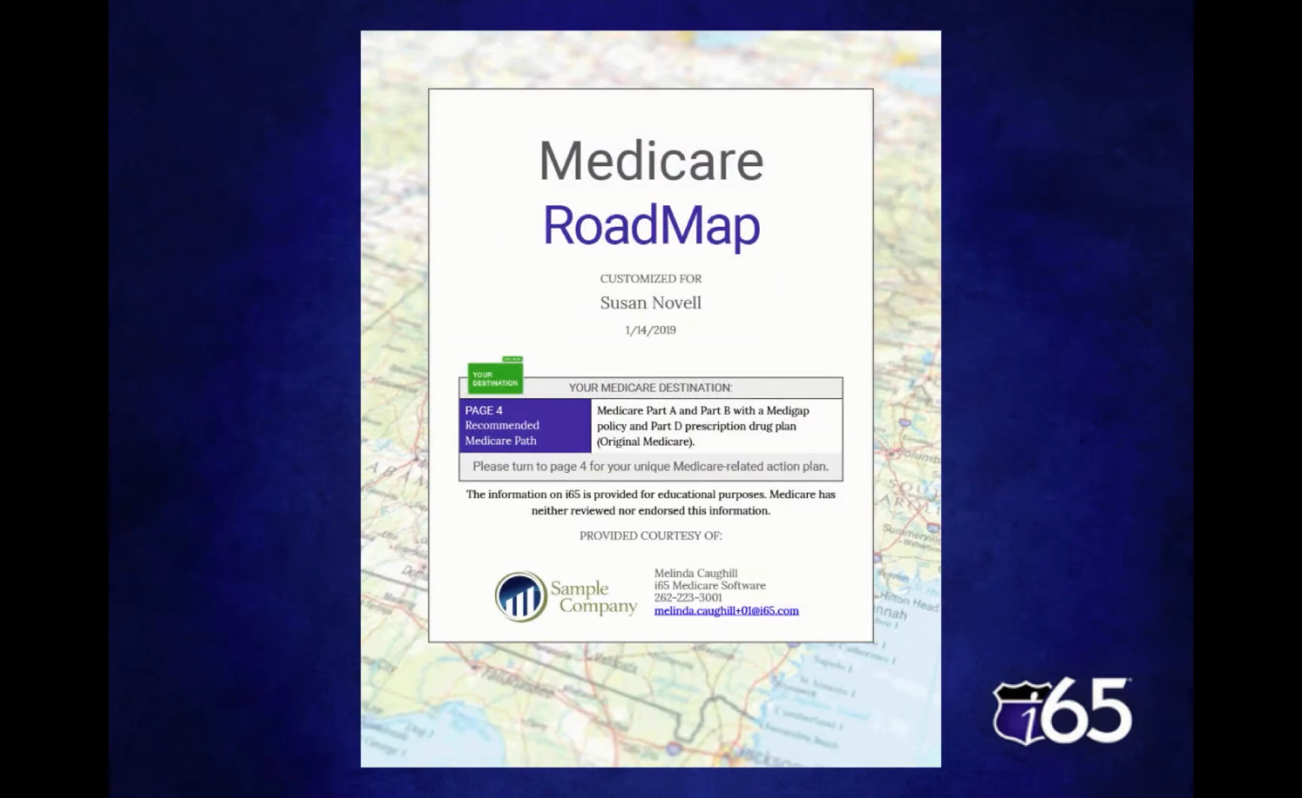Your Medicare roadmap is essentially like two documents in one. The first part of the document is very specific information to assist you enrolling in or delaying Medicare, depending on your situation. The rest of the document is more, again, of a lifetime document. Print it, file it, and refer to it if you ever have questions about your unique Medicare situation. On this page, you'll notice your name, the date the report was created, and your unique Medicare destination. In this case, Medicare Parts A and B with a Medigap policy and a Part D drug plan.